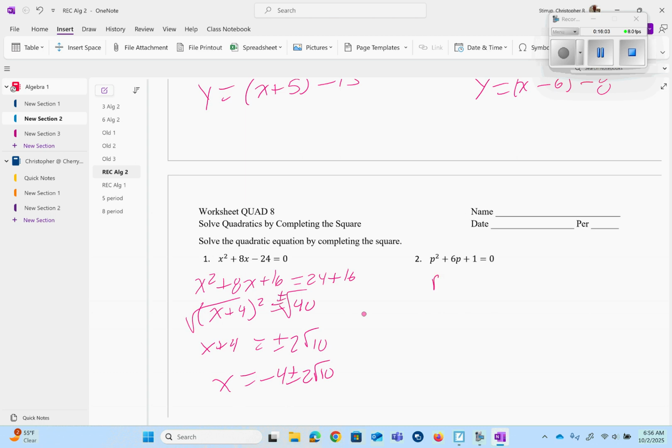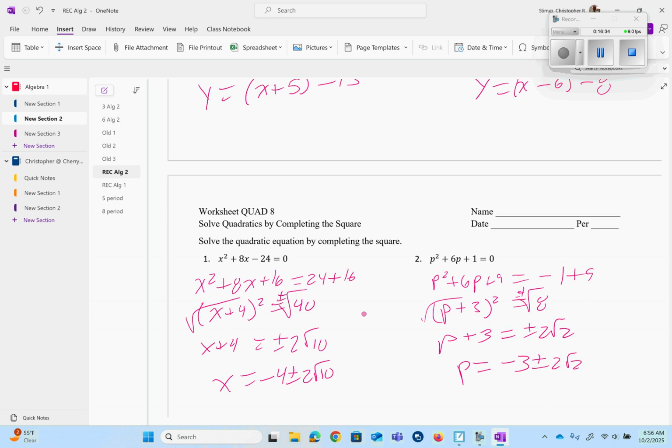Okay, next one, we're going to subtract the 1, bring it over here. Okay, so p plus half of 6 is 3. 3 squared is 9. Add 9, that's equal to 8. Root, root, don't forget the plus minus. p plus 3 equals plus or minus root 8, which breaks down to 4 and 2, which is plus or minus 2 root 2. I'm going to subtract 3. There we go.